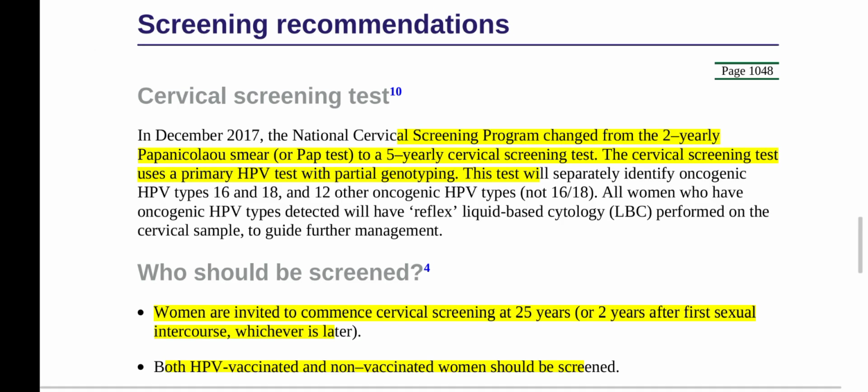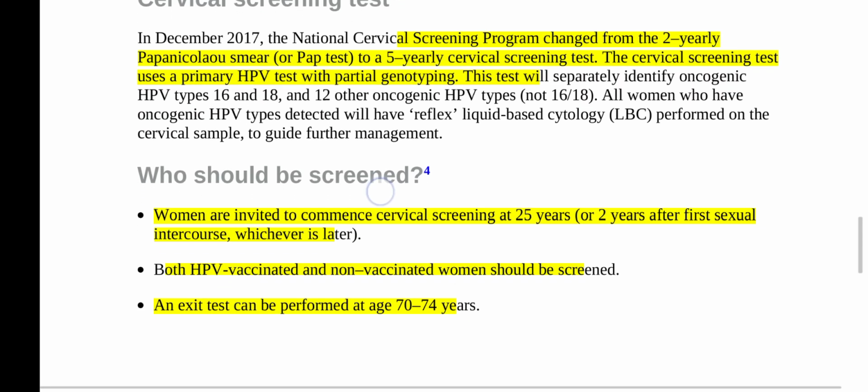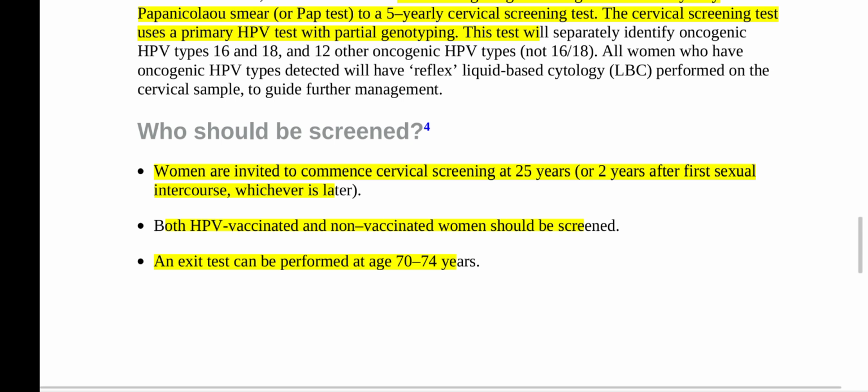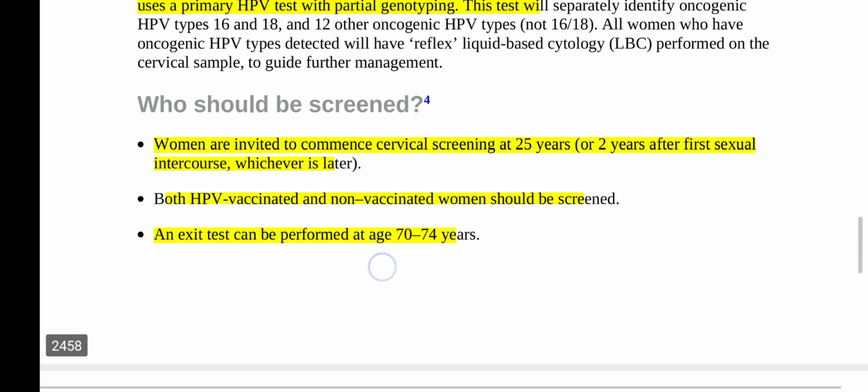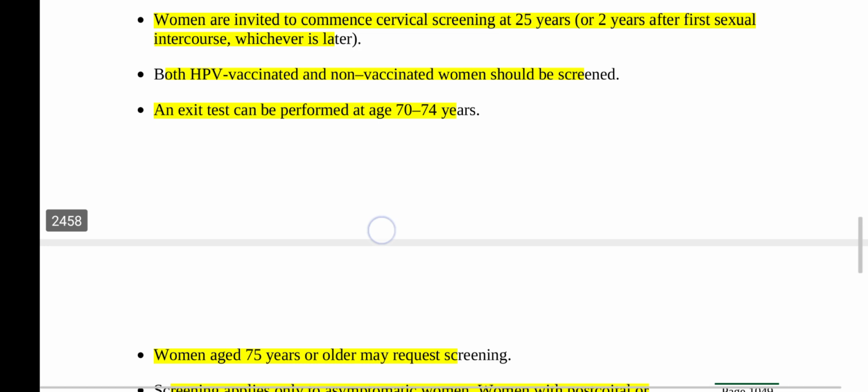So the cervical screening program has now changed from 2 yearly to a 5 yearly cervical screening test, and they are using a primary HPV test for cervical screening. Who should be screened? Women are invited to commence cervical screening at 25 years or 2 years after first sexual intercourse, whichever is later. Both HPV vaccinated and non-vaccinated women should be screened.